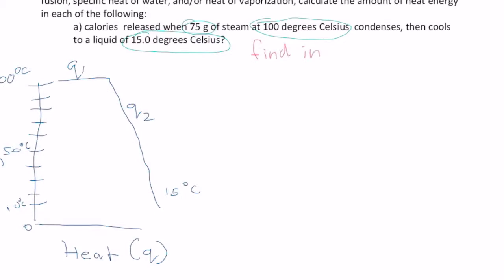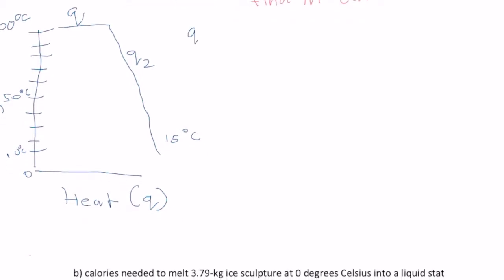You got to use the same formula, right? So that's going to be the MHV. Q1 will equal 75 grams times 540 calories in 1 gram, because we had to cross out that gram. And when we do our calculations, 75 times 540 equals 40,500.